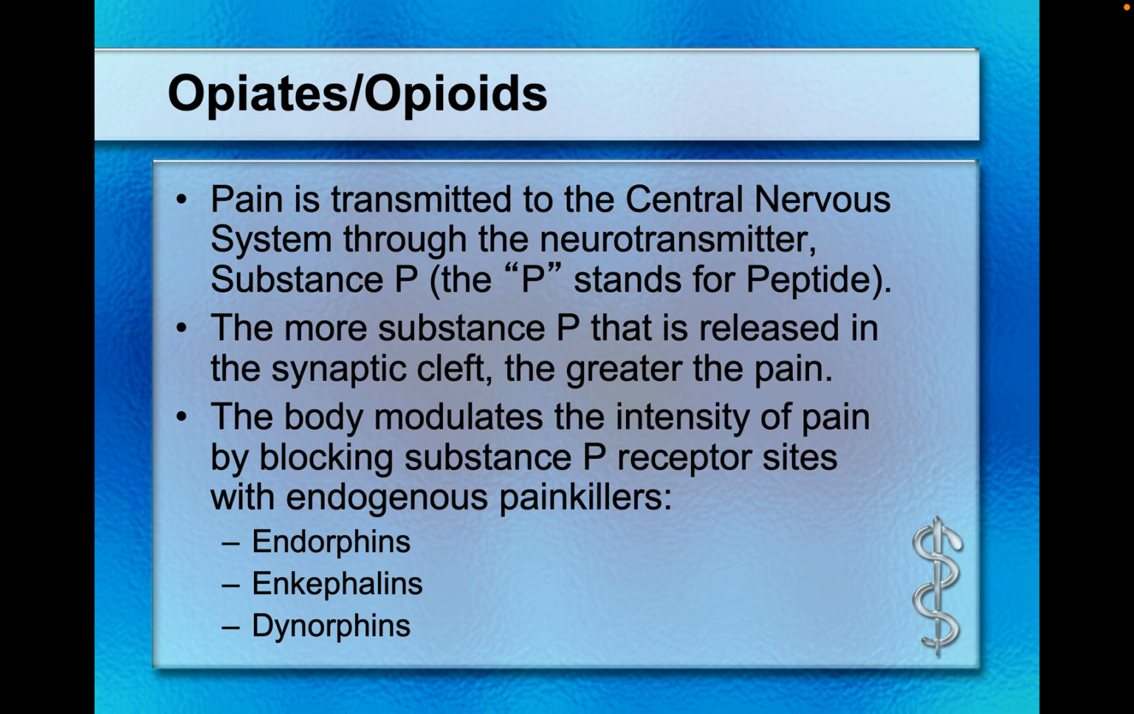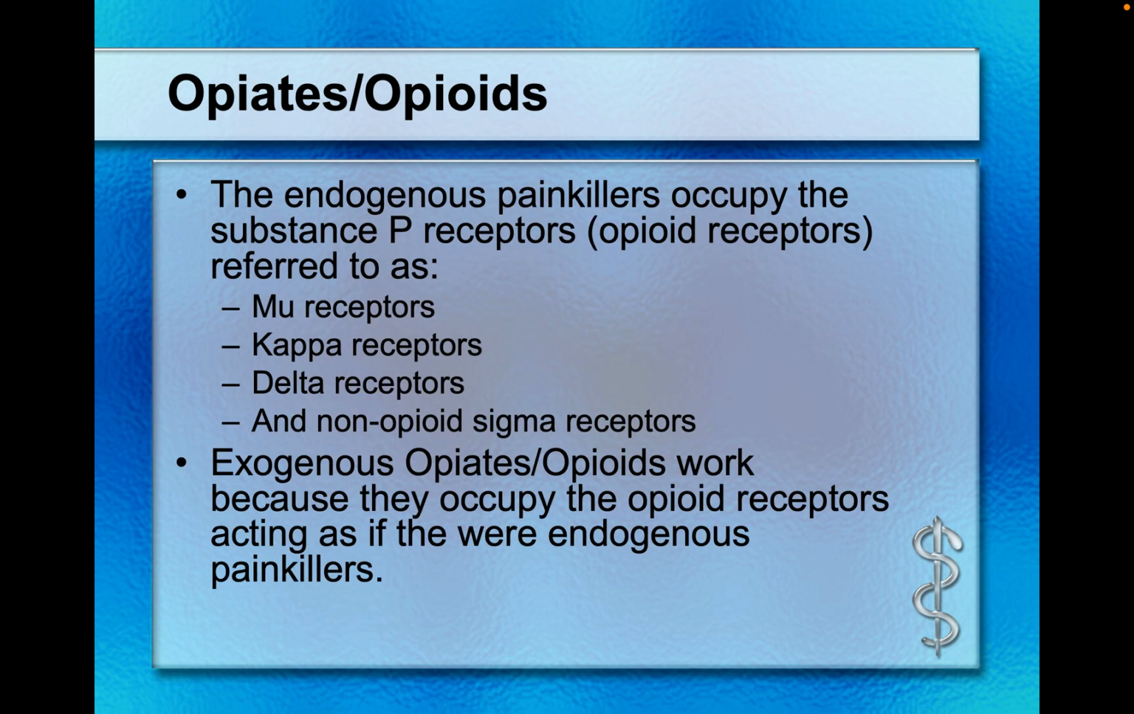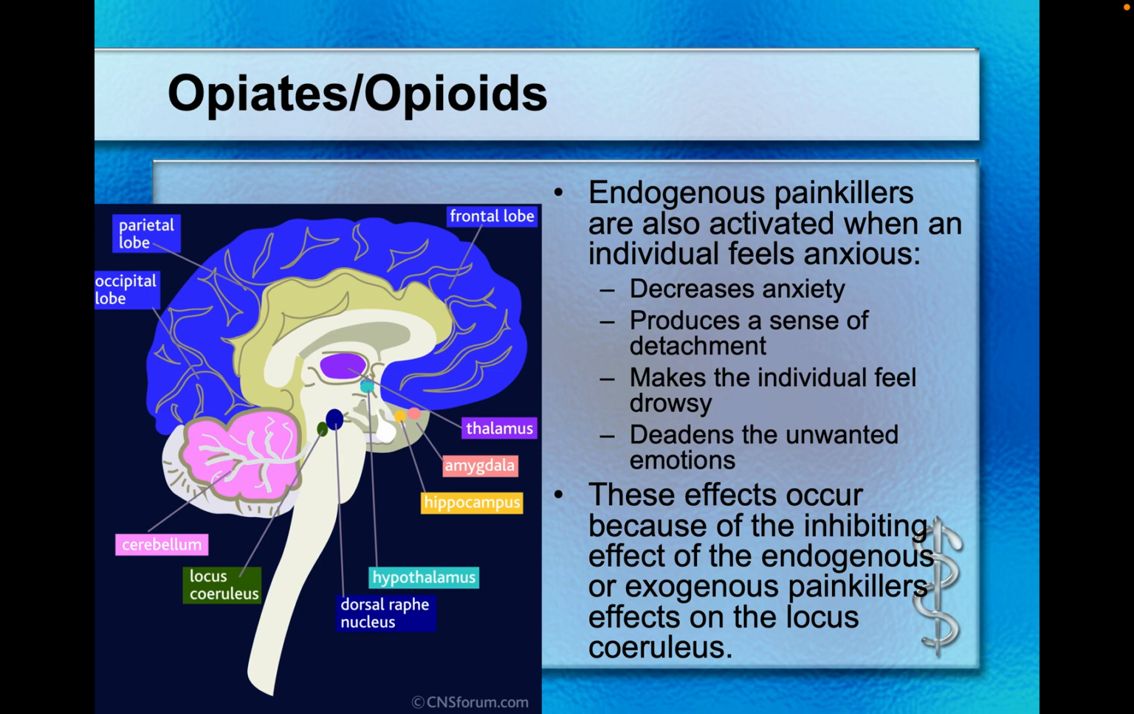The body modulates the intensity of pain by blocking substance P receptor sites with endogenous painkillers: endorphins, enkephalins, and dynorphins. The endogenous painkillers occupy the substance P receptors. These are the opioid receptors, which are referred to as mu receptors, kappa receptors, delta receptors, and non-opioid sigma receptors. Exogenous opioids work because they occupy the opioid receptors, acting as if they were endogenous painkillers.